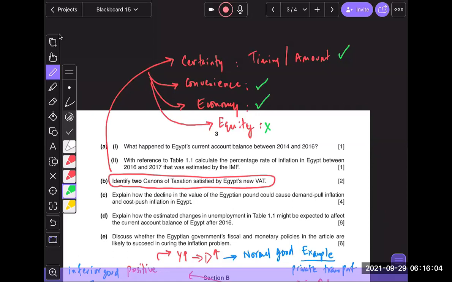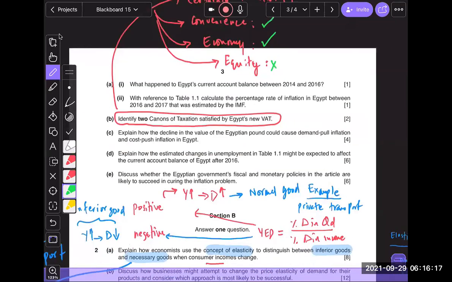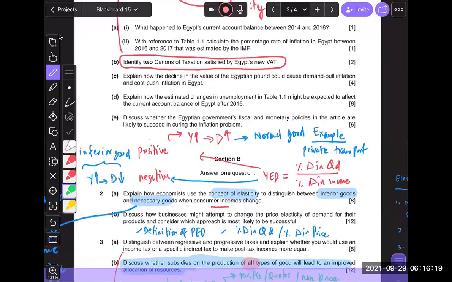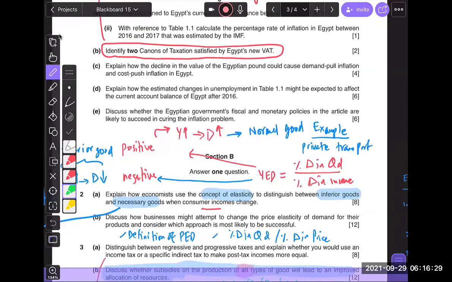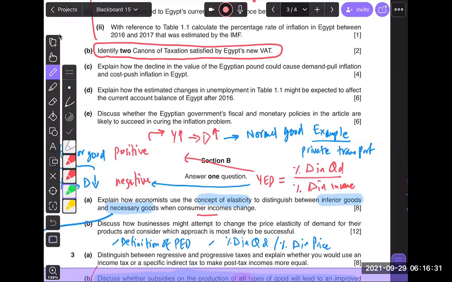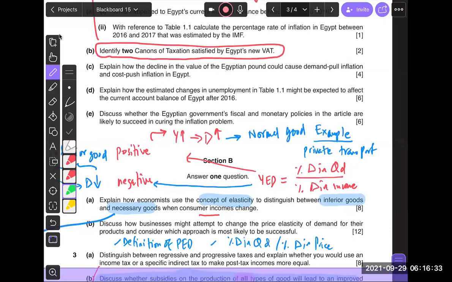Yeah. So you can mention all 4 and say convenience and economy could be met by that. Or identify 2 canons. You can just talk about 2. It is not equitable because it's regressive. Yeah, indirect taxes are not equitable. That's true, Isha.